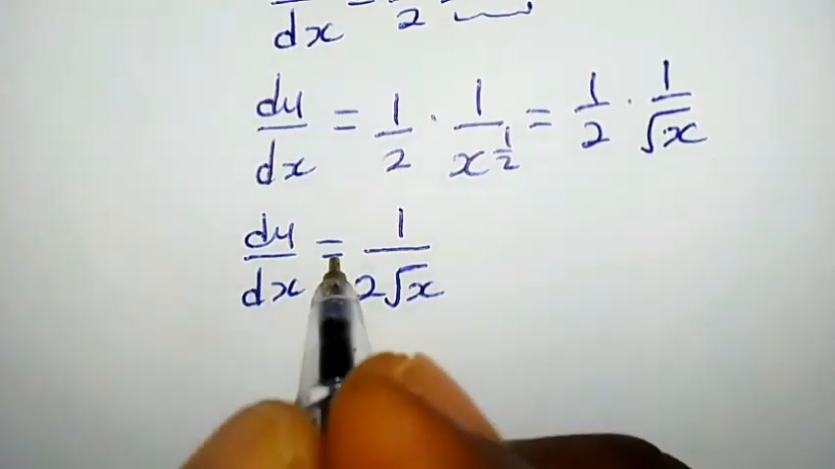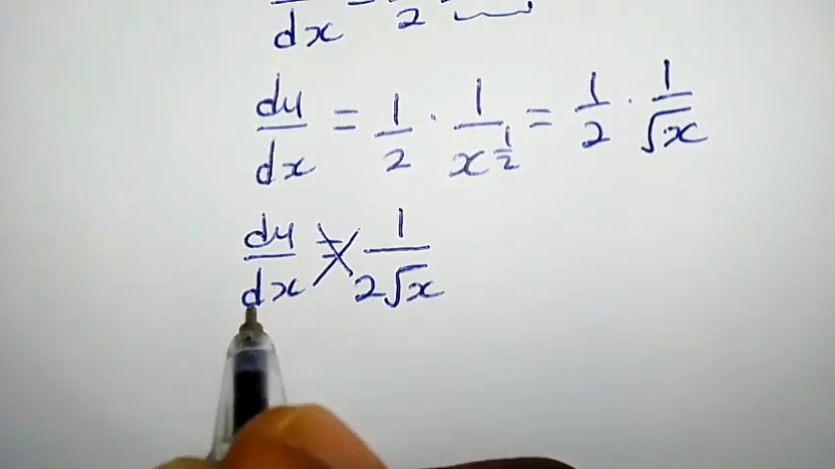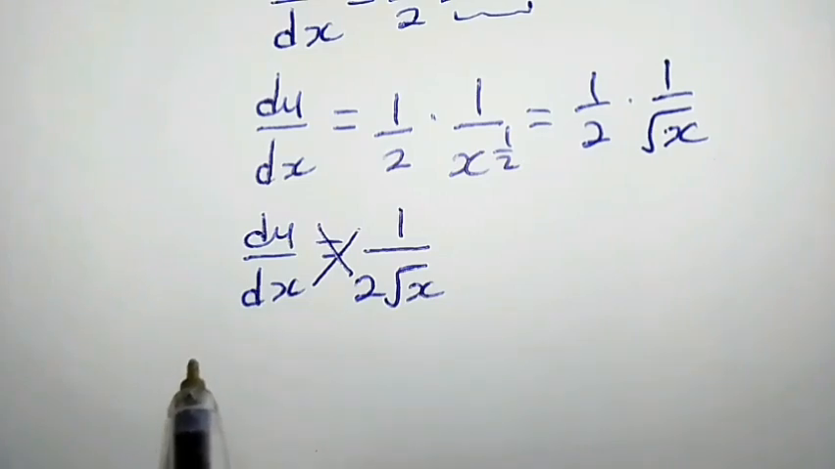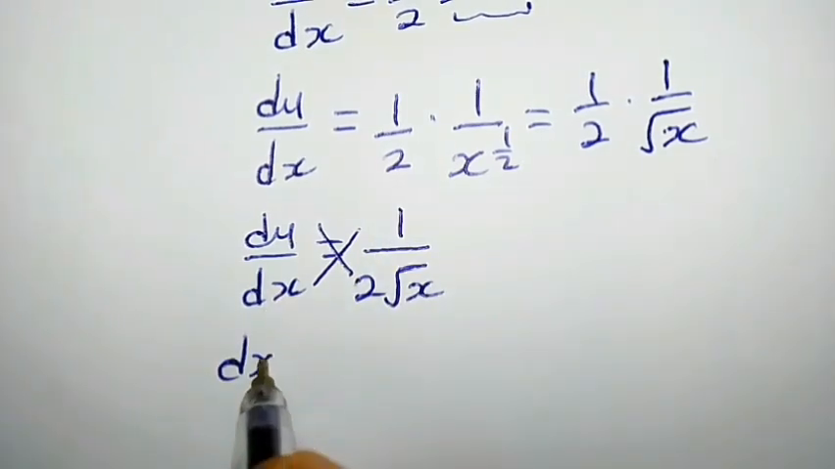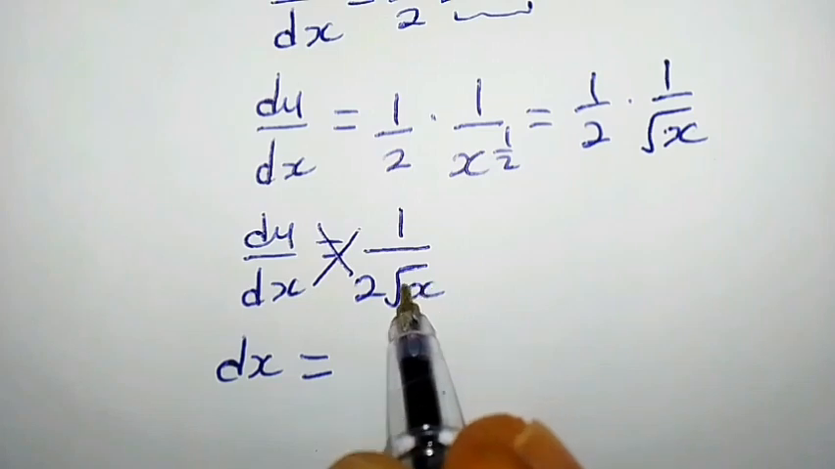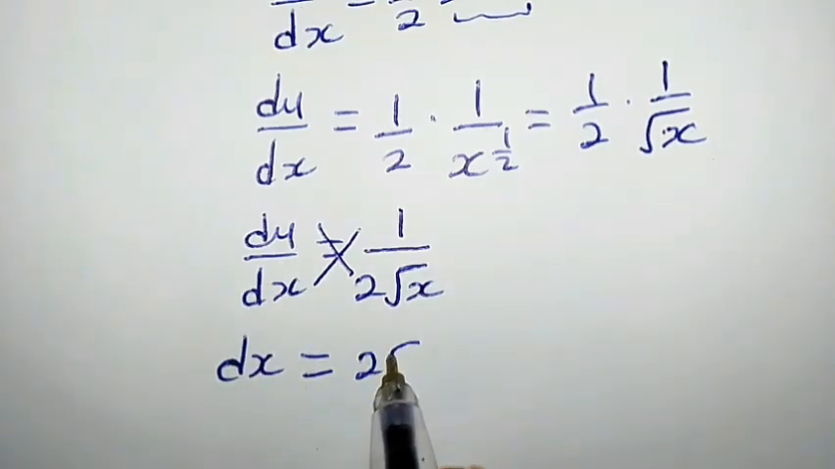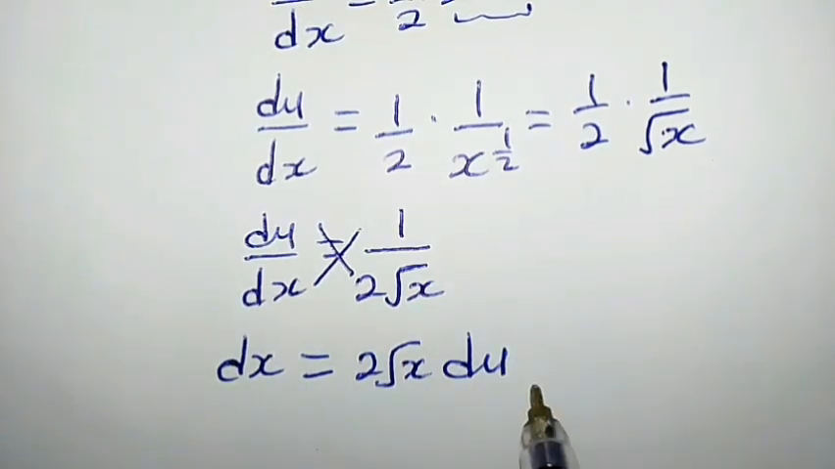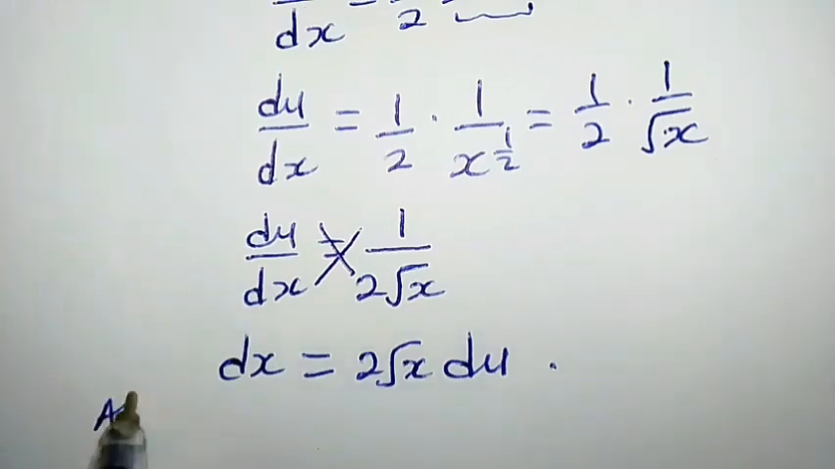Now let us cross multiply so that we can make dx the subject of the formula. dx times 1, that is simply dx, equal to 2 root x times du, that is 2 root x du. Take note of this.